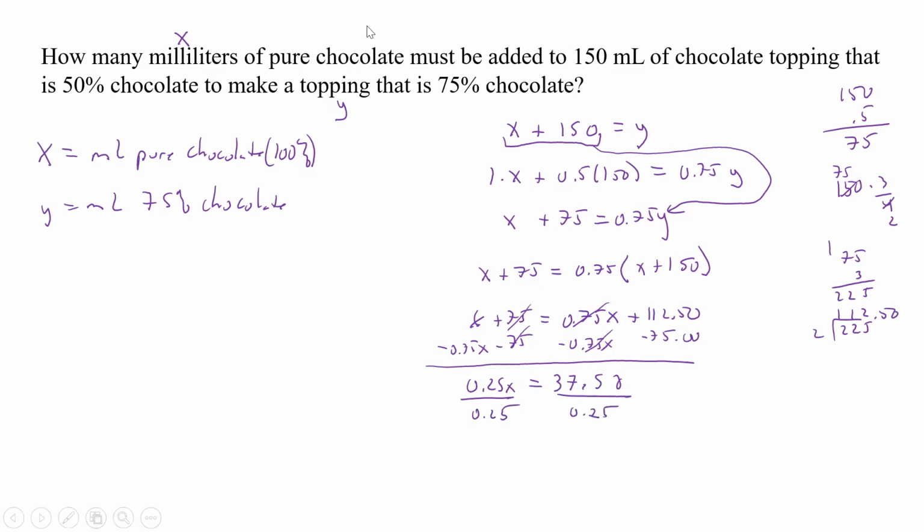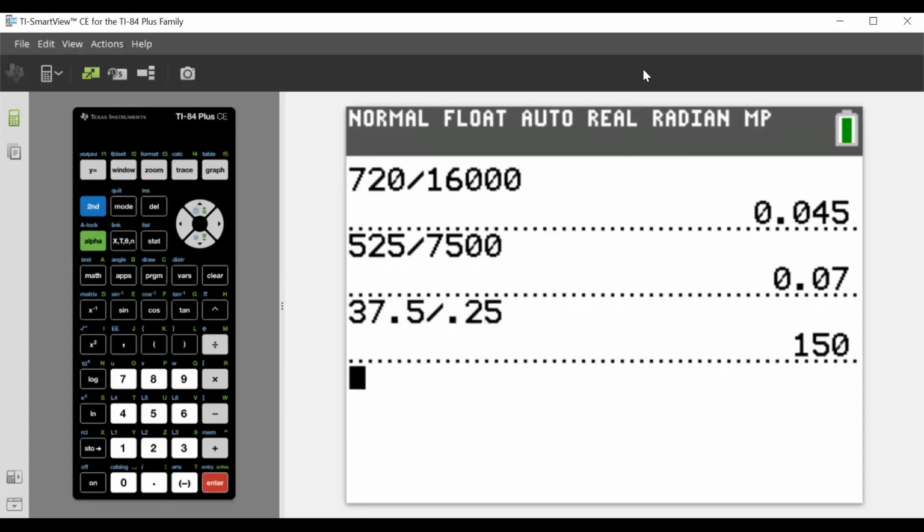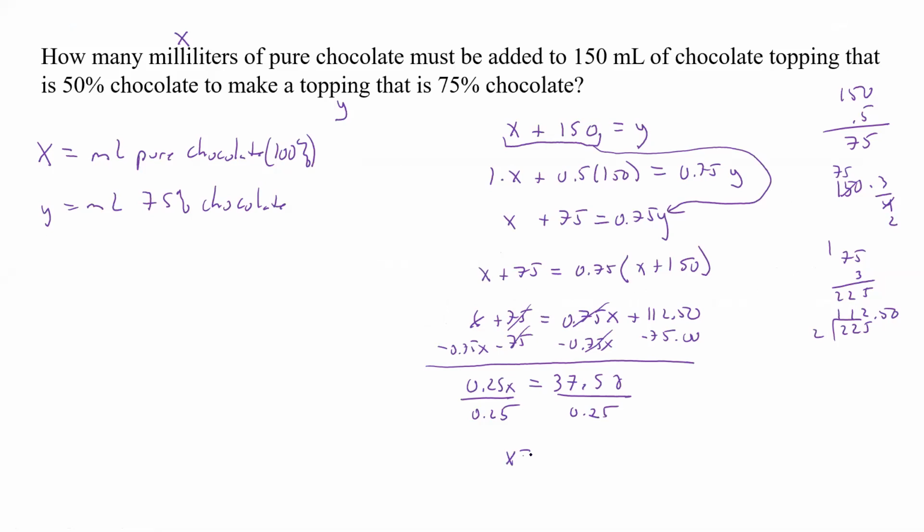And maybe this is another time we can use our calculator quicker. So 3750 divided by 0.25, it's going to be 150. And so X equals 150 milliliters of pure chocolate. Okay. So what does that give us? Well, if we have 150 milliliters plus 150 milliliters, that's going to be Y equals 300 milliliters of 75% chocolate.